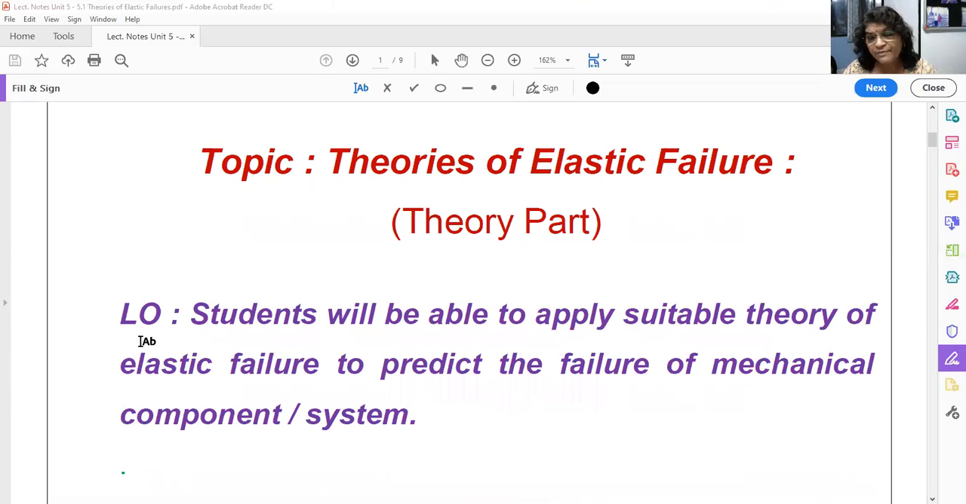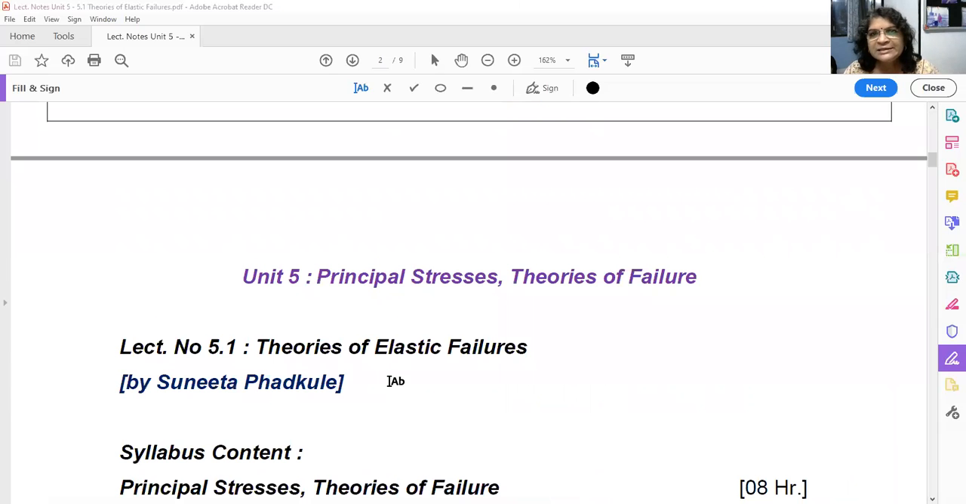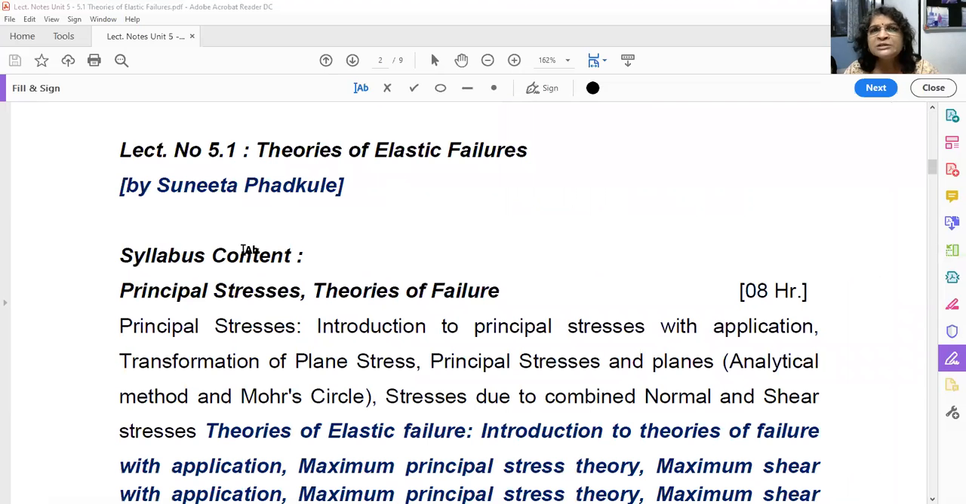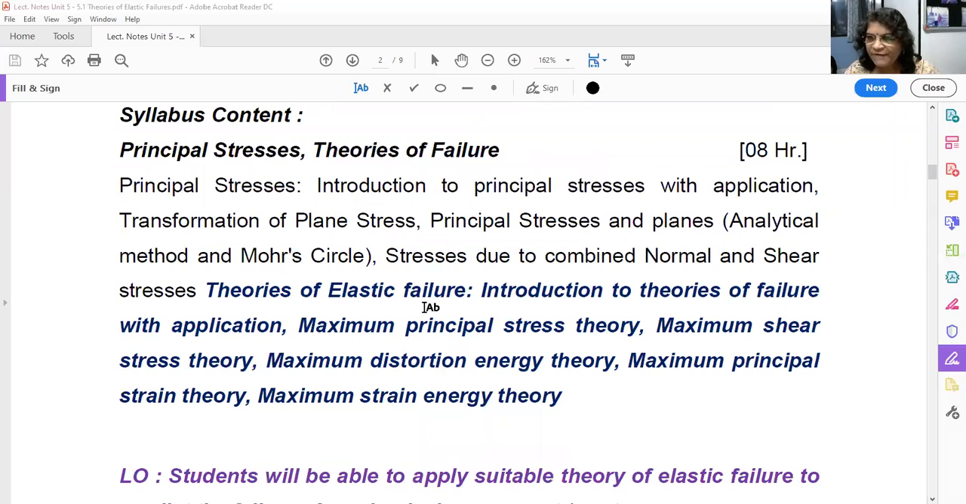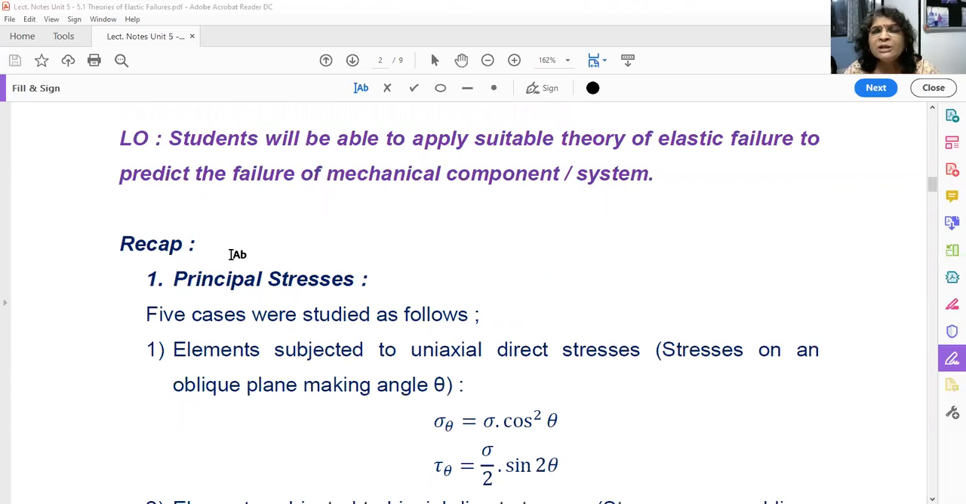What is the learning outcome of today's lecture? You will be able to apply a suitable theory of elastic failure to predict the failure of a mechanical component or system. Let us see what the syllabus content of this unit is. Principal stresses, which you have already learned. Okay. So today we are going to learn theories of elastic failure. Now, what is the recap?